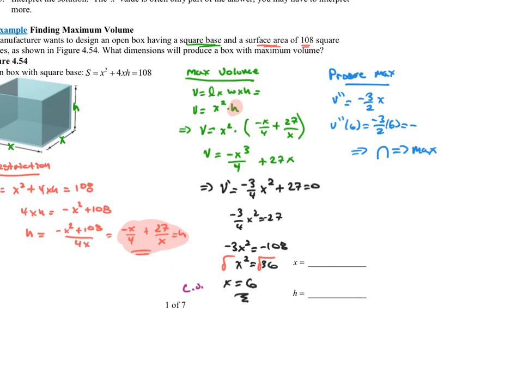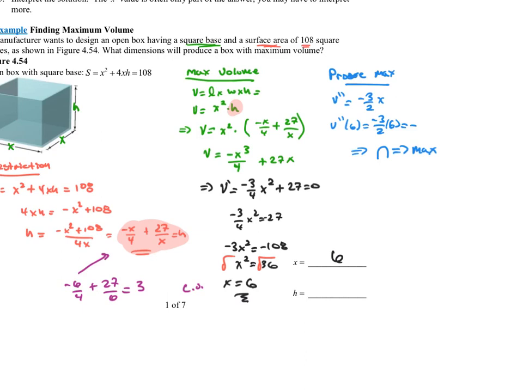Okay? Now I need to interpret what the question actually wanted. It said what dimensions of the box will maximize the volume. So for dimensions, I need to know the x and the h value. We just found the x value is 6. How do I find the h value? Well, I'm just going to plug it into where I had it. So this would be negative 6 over 4 plus 27 over 6. Negative 6 divided by 4 plus 27 divided by 6 is the number 3.